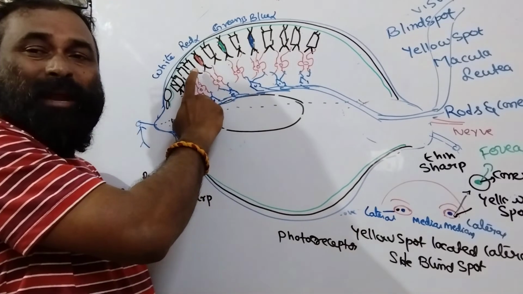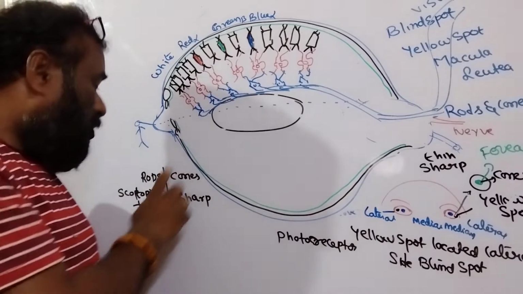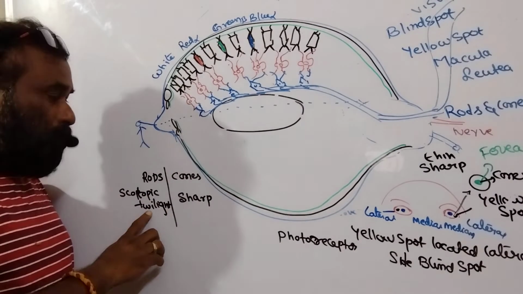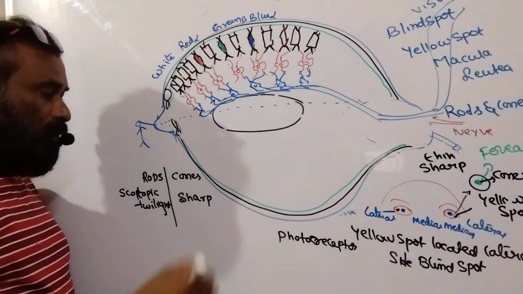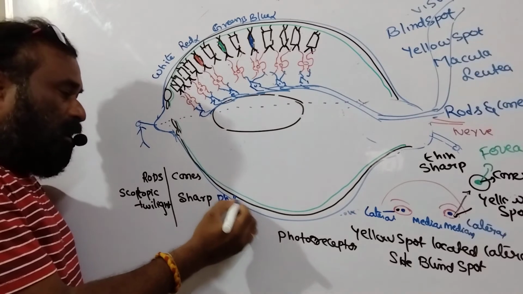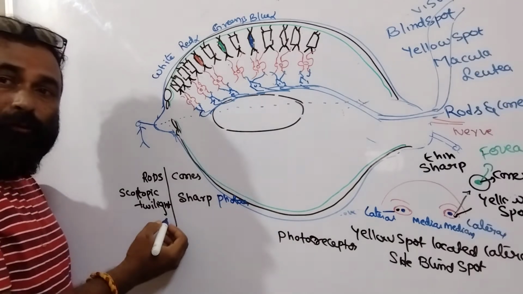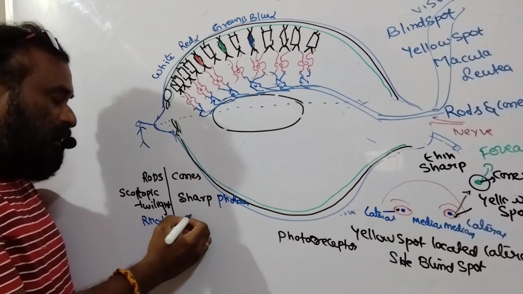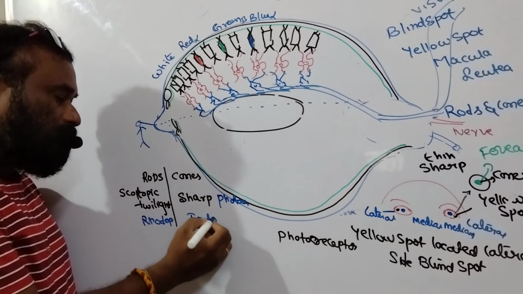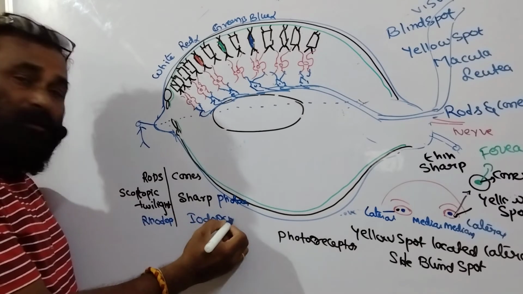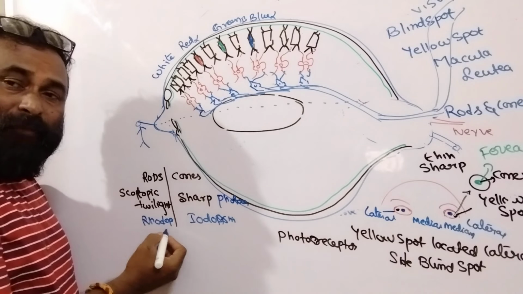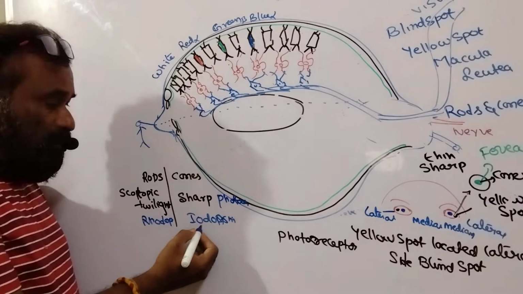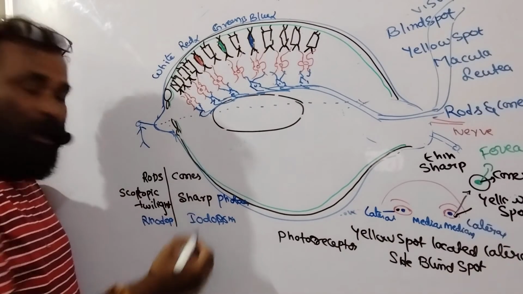The photoreceptor layer contains two varieties of cells, rods and cones. Rods are useful for scotopic vision. Cones are useful for photopic vision. Rods have the visual purple protein called rhodopsin. Cones have the protein called iodopsin. It contains a derivative of vitamin A. Iodopsin is the protein related to the cones.